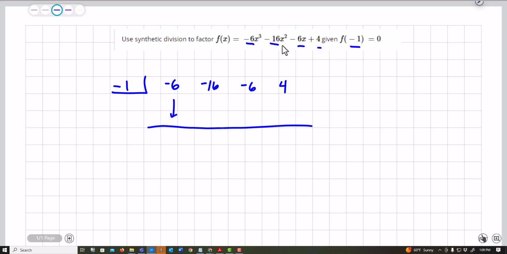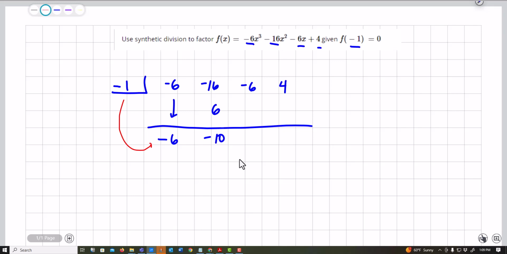So you bring down the first term, and I'm trying to get something out of my way so I can change colors. And then each step, you're going to multiply this outside value by the term that was brought down. So -1 times -6 is +6. And so -16 plus 6 is -10.